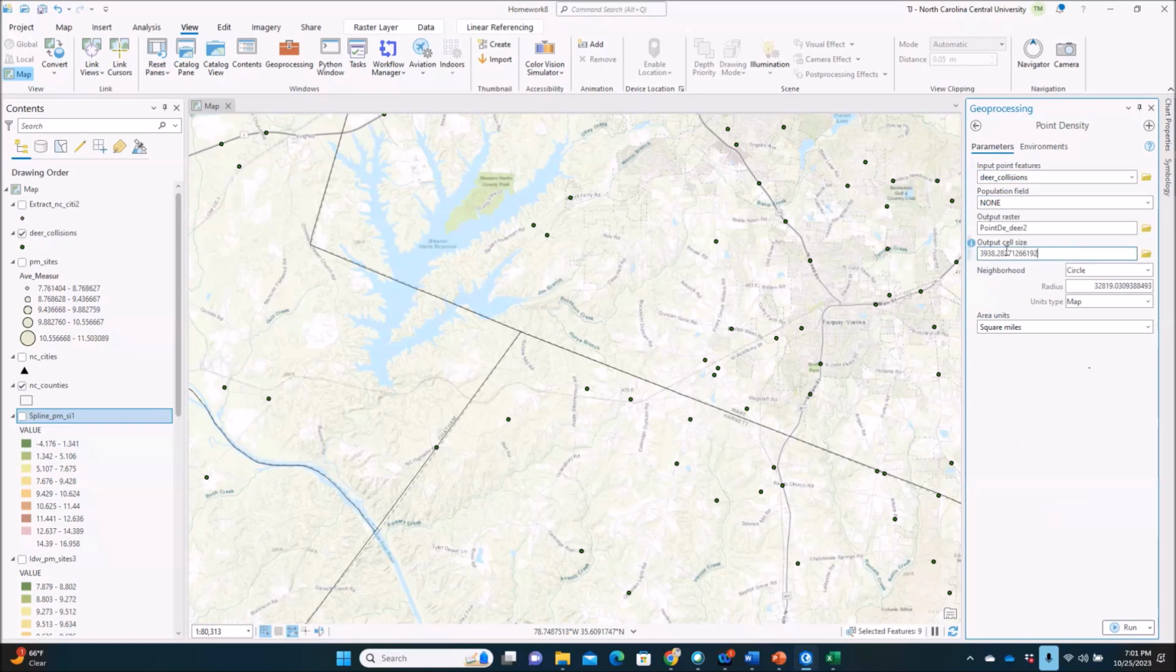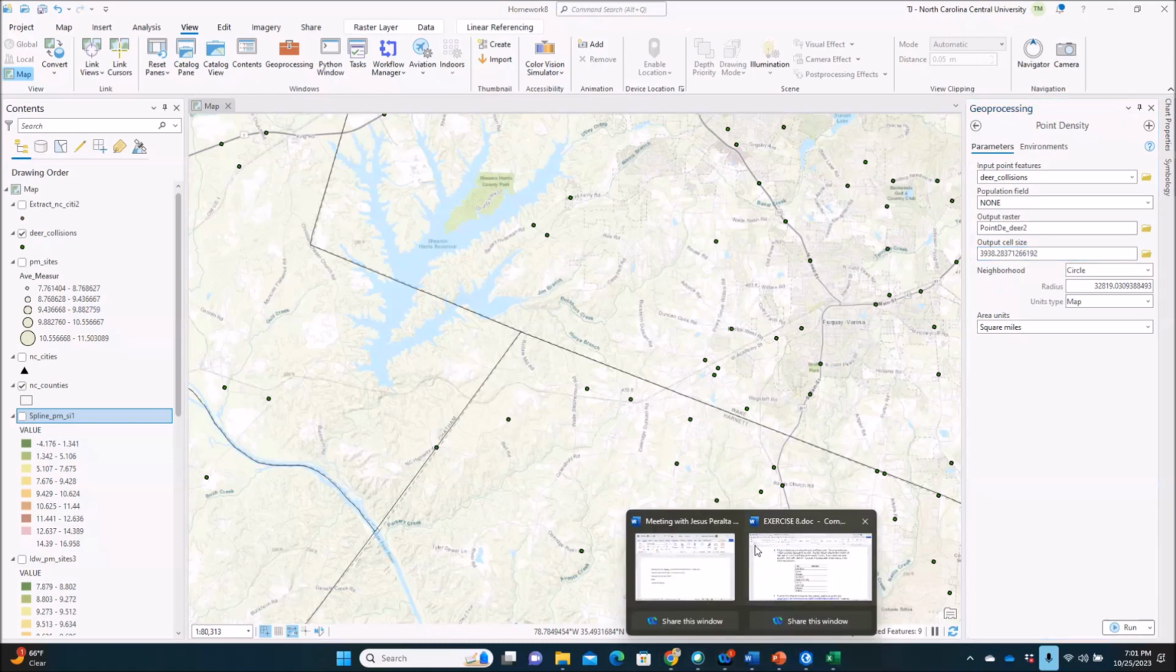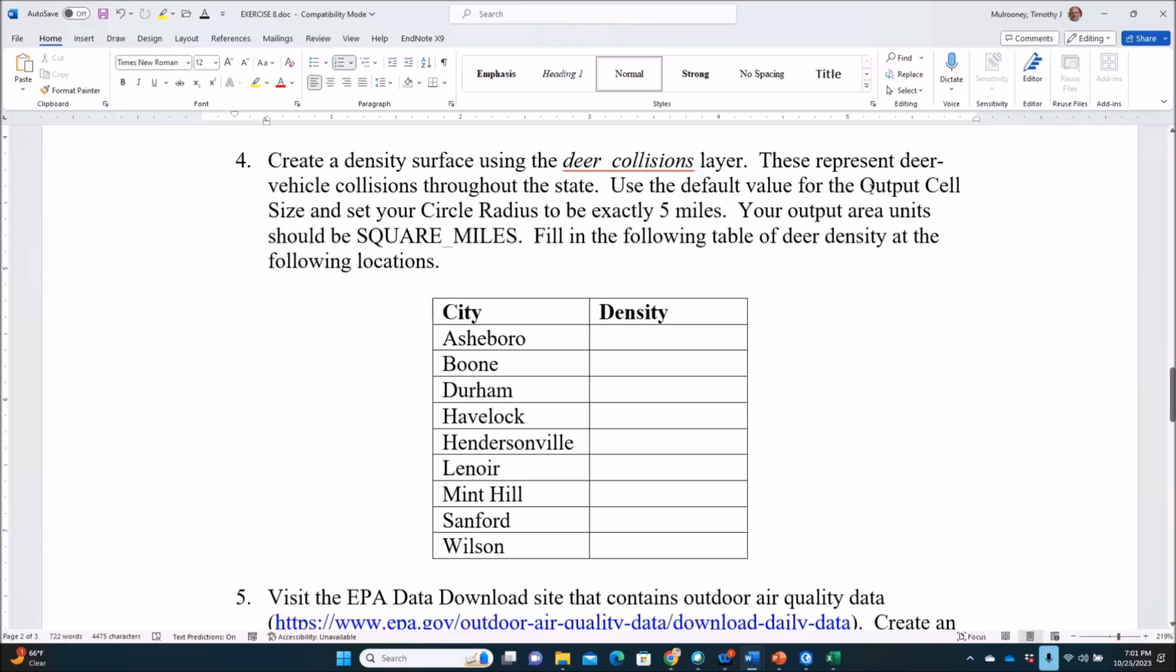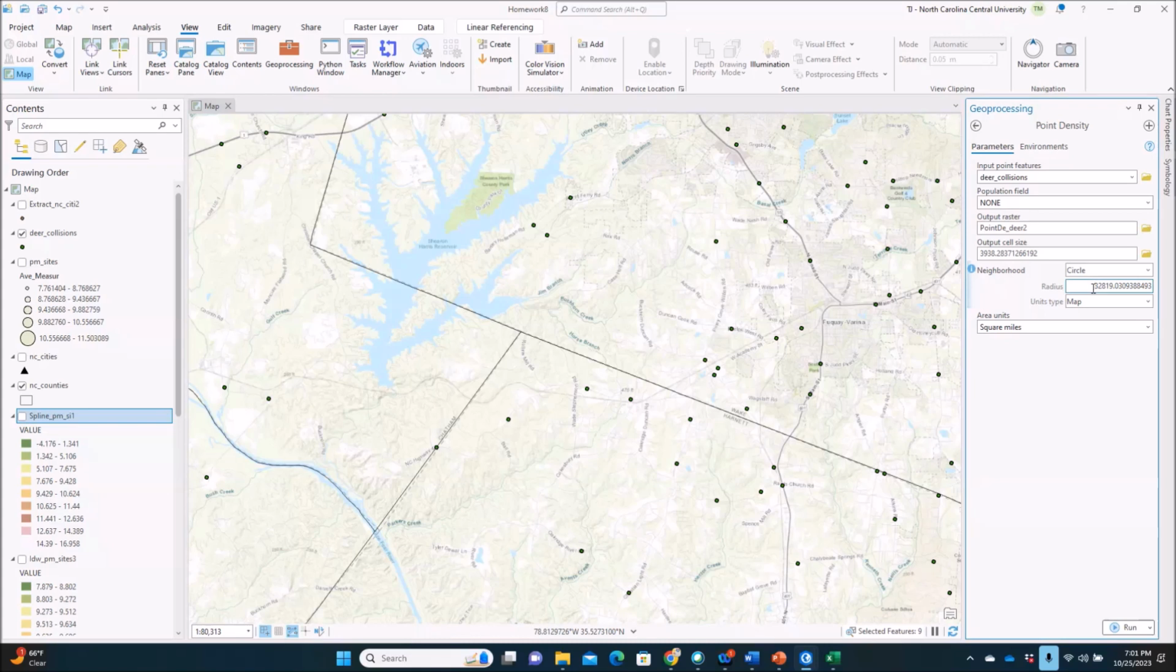So what is our cell size going to be? I'll leave the cell size as this, and we can revisit it, because I assume these are going to be in feet. This is like 2 miles, and a lot of times we'll leave this. What does the input parameter say? It says the output cell size: use the default value for the cell size and set your circle radius to be exactly 5 miles. Since we're working with feet right here, we're just going to multiply 5280 times 5.